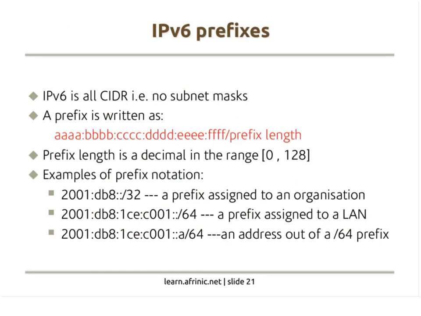So, IPv6 prefixes. IPv6 is all CIDR and subnet masks. The prefix is written as in the IPv6 address, and the range is from 0 to 128. Examples of prefix notation are, as you see there, /32 and /64. The IPv6 for the end user or for the end device is always a /64.